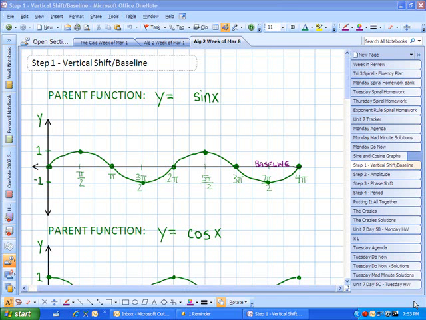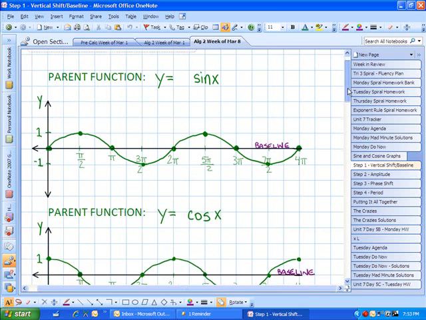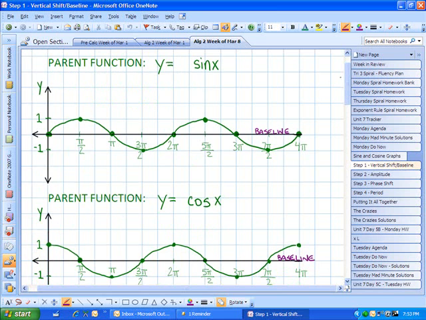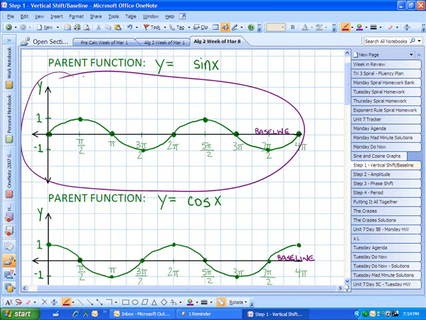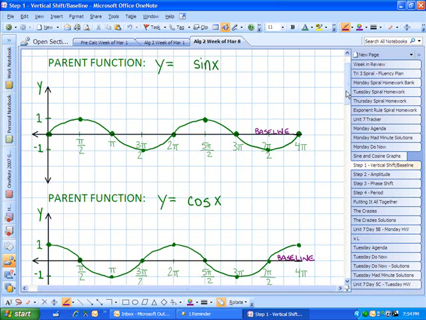Okay, so what we're doing here is trying to figure out how the effect of baseline shifting affects our sine or cosine graph. You're looking right now at the parent functions, y equals sine of x right up here, and y equals cosine of x down below.